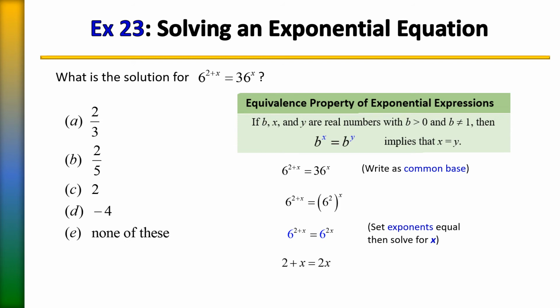From there, it's just a matter of solving for x, however you'd like to do it. Remember, there's no one way for solving. I myself prefer to get my variables on one side and preferably the left side, and my numbers on the right side, but it really does not matter. In this particular case, it's probably easier to subtract x from each side. And when you do so, you would see that x is going to be 2. So our solution then is 2, choice C. There you have it, solving an exponential equation using the equivalence property of exponents.